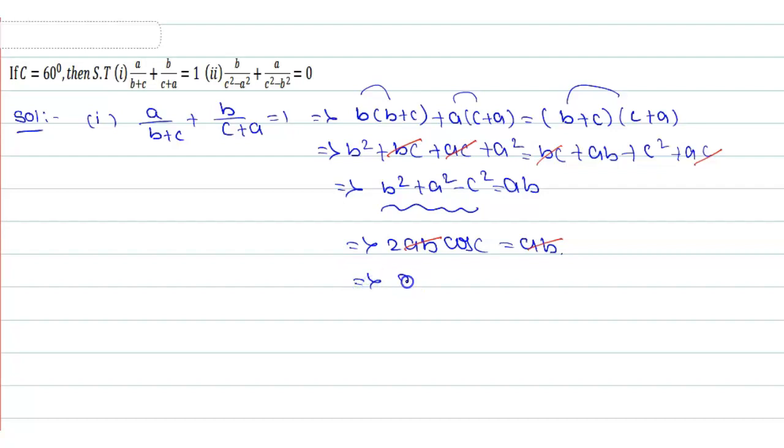After cancelling, I am getting 2 times cos c is equal to 1, which implies c is equal to cos inverse of 1 by 2, that is nothing but 60 degrees. This is the answer, and in a similar way you need to try the second question as homework.